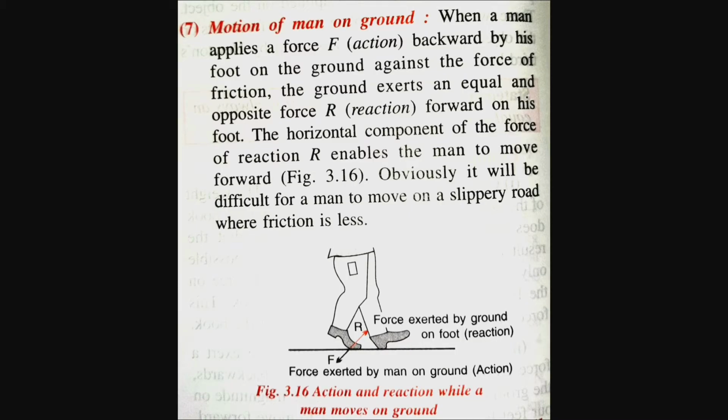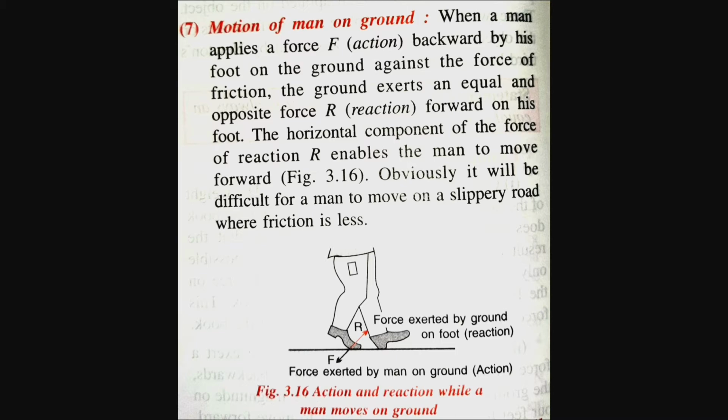Motion of man on ground. When a man applies a force F, that is action, backward by his foot on the ground against the force of friction, the ground exerts an equal and opposite reaction R forward on his foot. The horizontal component of the force of reaction R enables the man to move forward.